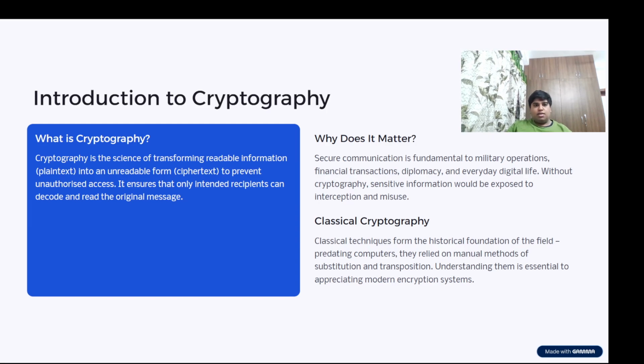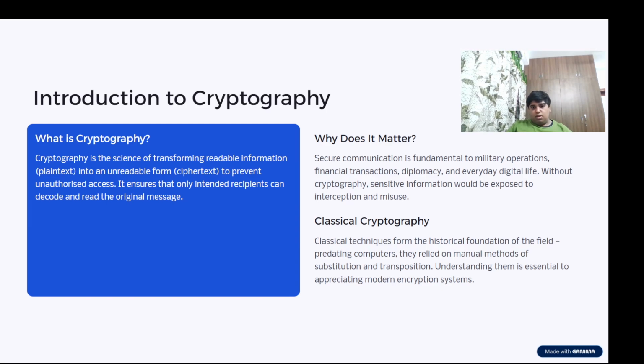So why does it matter? Why does cryptography matter? Secure communication is one of the major roles of cryptography, and it has been vital since historical times, as it is fundamental to military operations, financial transactions, diplomacy, and everyday digital life. Without cryptography, sensitive information would be exposed to interception and misuse.